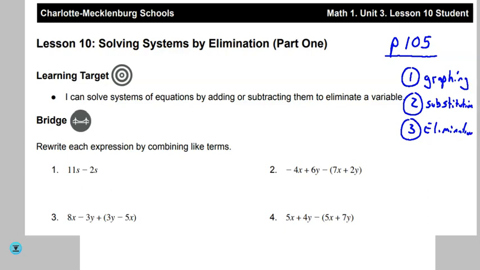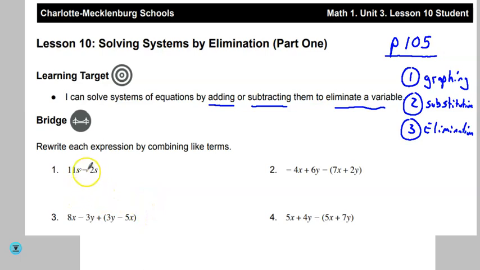Because the whole idea is that you're going to take two equations and you're going to either add or subtract them to eliminate one of the variables. So you're going to have two equations with two variables. You're going to eliminate one of them. So let's start with the bridge. Go ahead and see if you can combine like terms on each one of those and pause, take a second, figure those out, and then play.